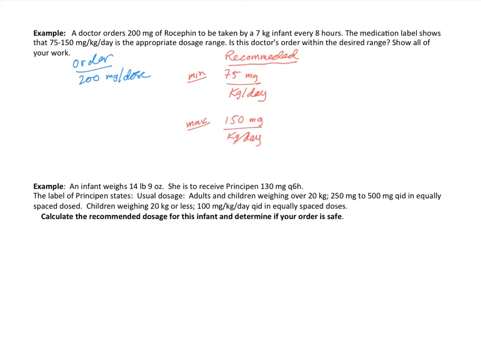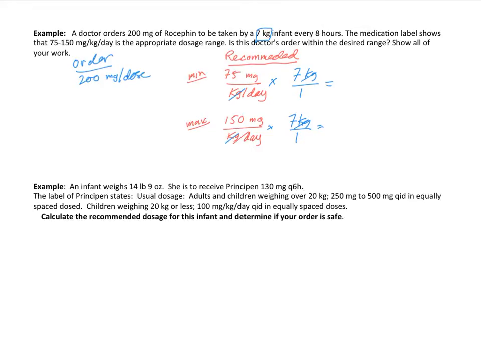But we need to customize the recommended amount. You're going to hear me say that multiple times. Customize the recommended for this patient. And this patient weighs 7 kilograms. So I'm going to take each of these and multiply by 7 kilograms over 1. If I do that, then I will be adjusting this range not for any patient, but for this patient in particular.